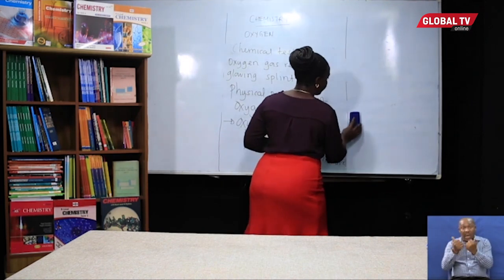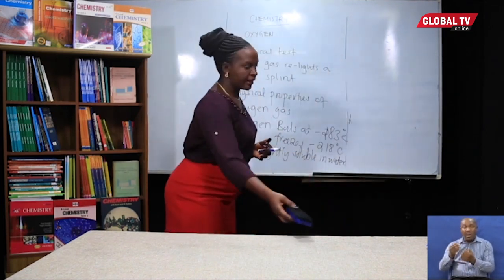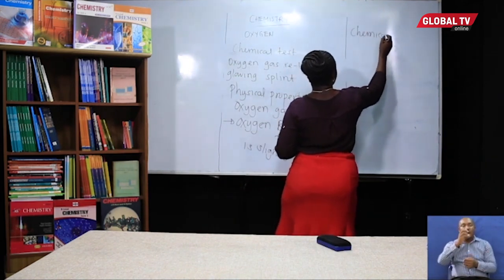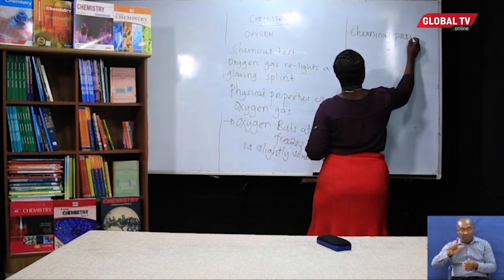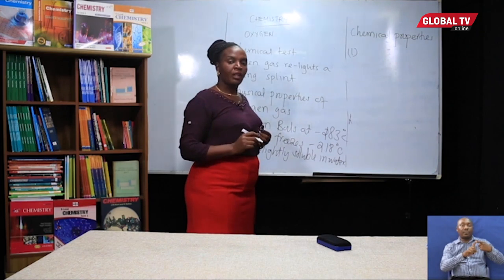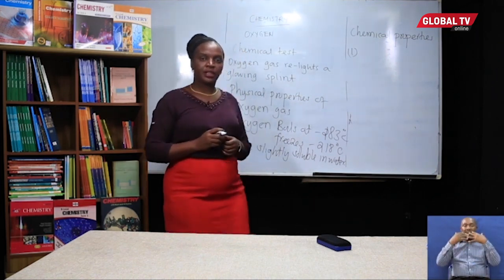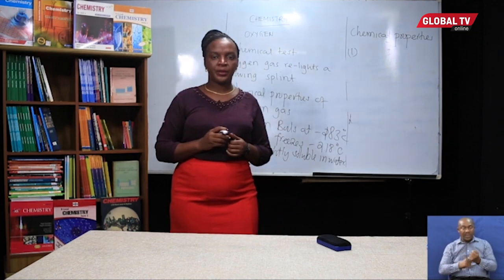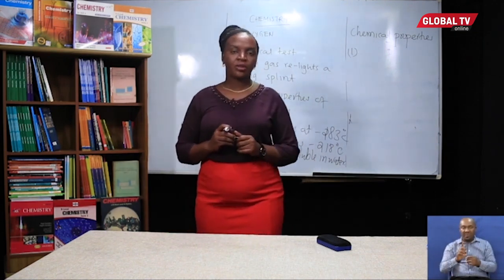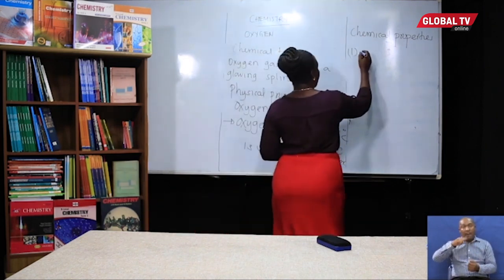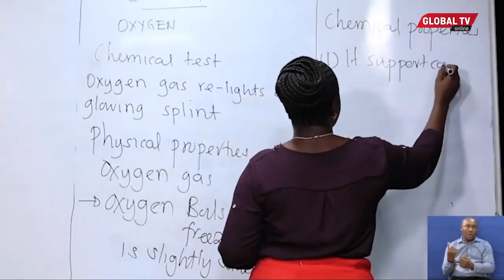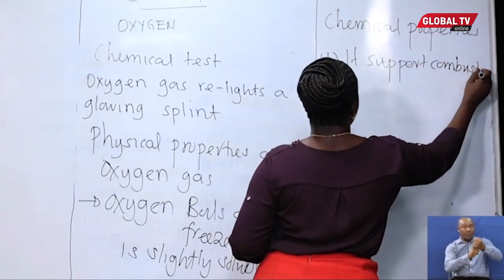How can you identify oxygen chemically? That is the chemical properties of oxygen gas. Number 1, oxygen supports combustion. So oxygen does not burn, but it supports combustion.